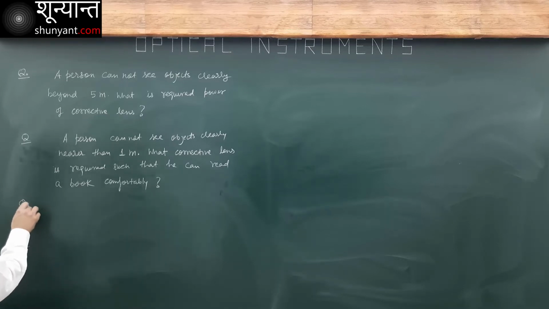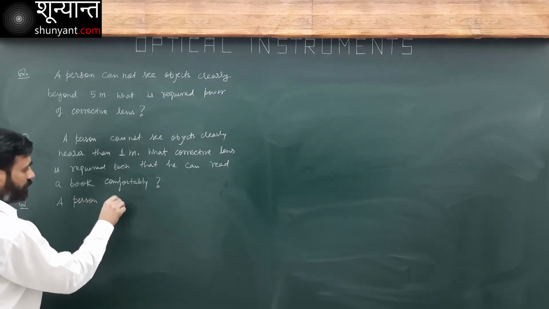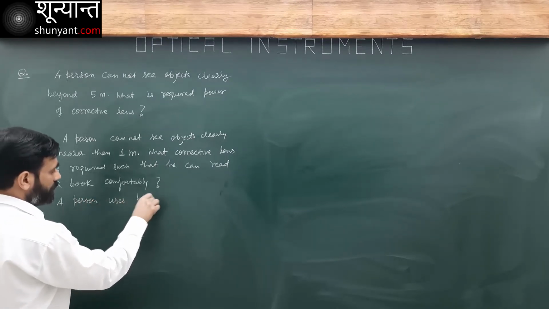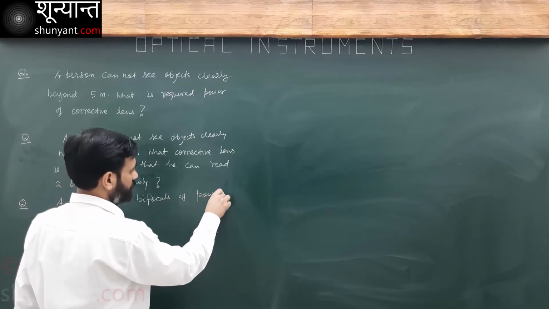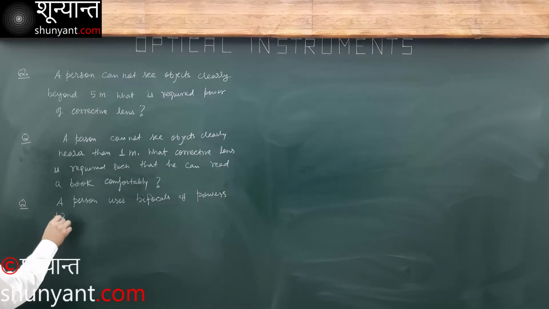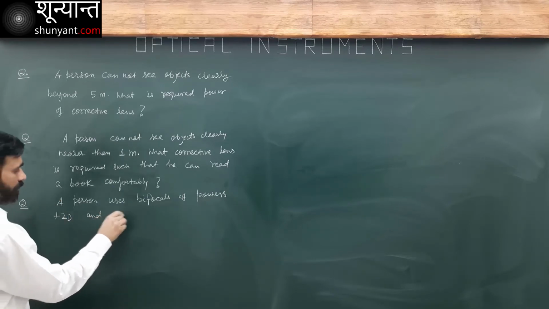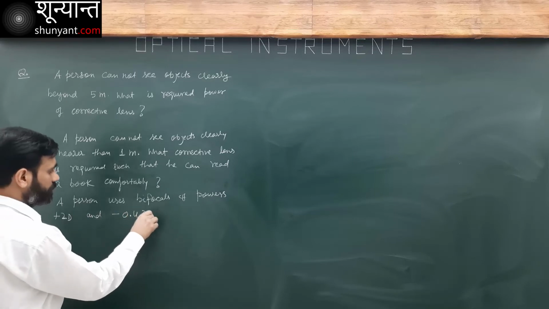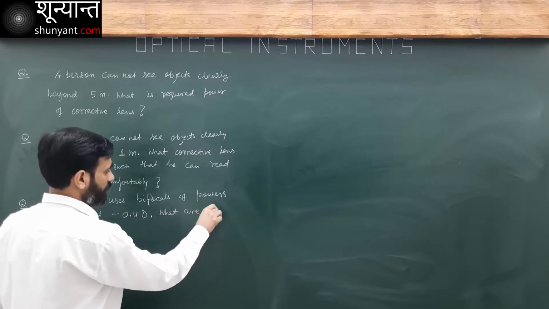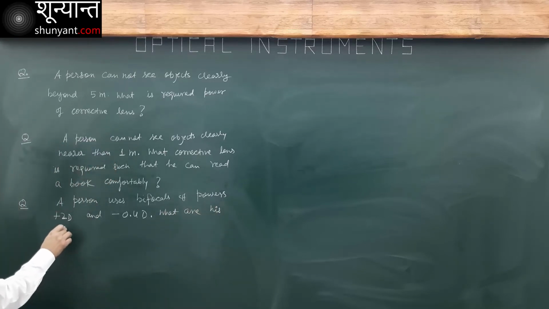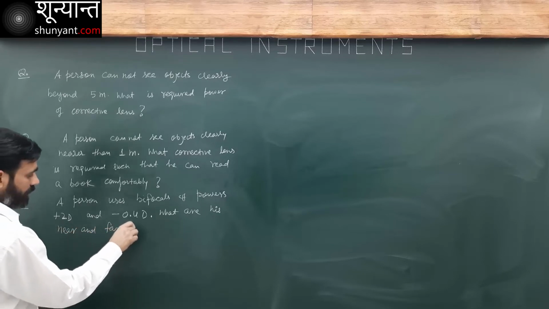And then one more. A person uses bifocals of powers plus 2D and minus 0.4D. What are the near and far points?